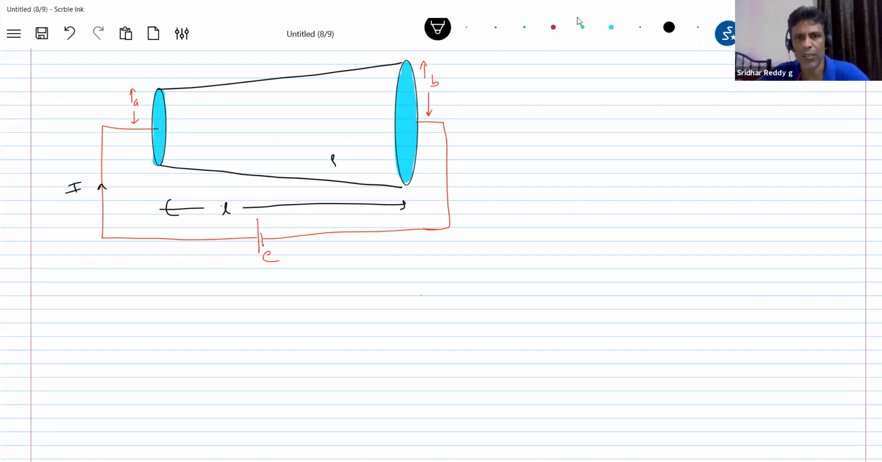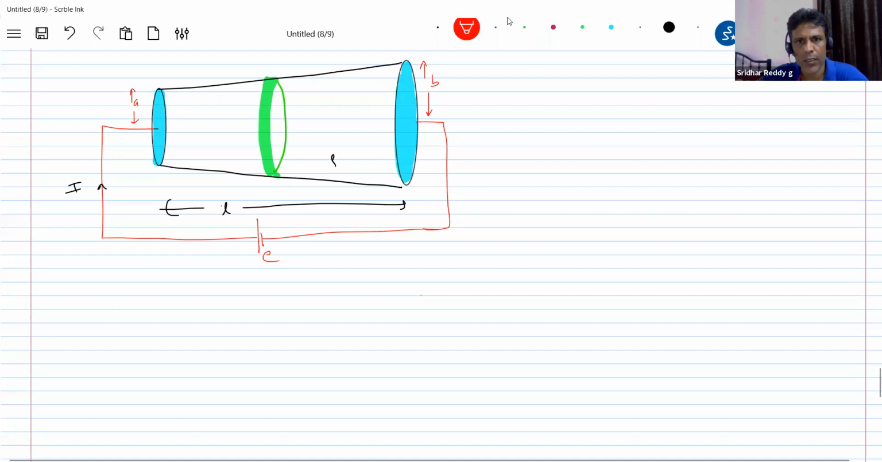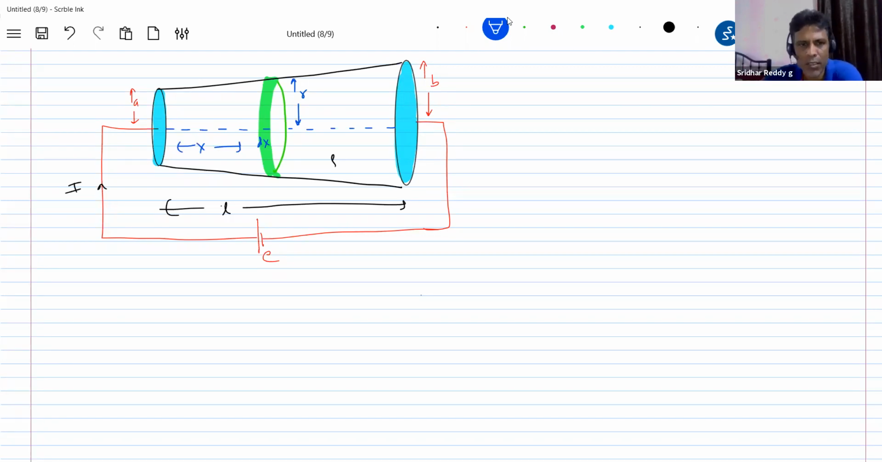So how to find the resistance of this? I'll assume a small element. Let this be the small element. The radius of this, let it be r. The thickness of this, let it be dx. Let it be at a distance x, I'll assume. Then what is the resistance of this small element? Let it be dR. Now, you can ask questions. Why did you assume a thin disk?